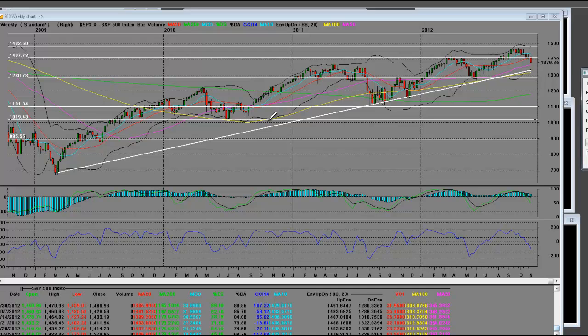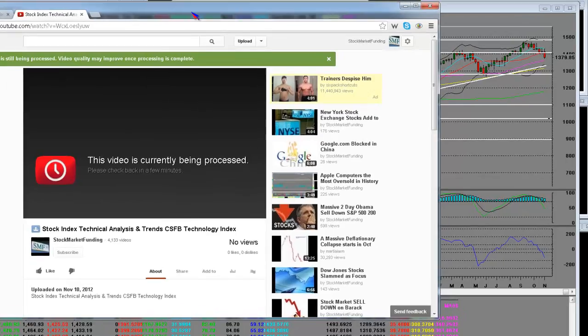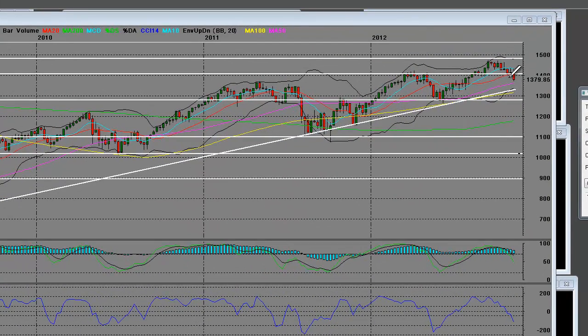And what do we have? A weekly chart on that S&P 500. We know that the daily chart has a 200-day simple moving average around 1380, and we cracked it.